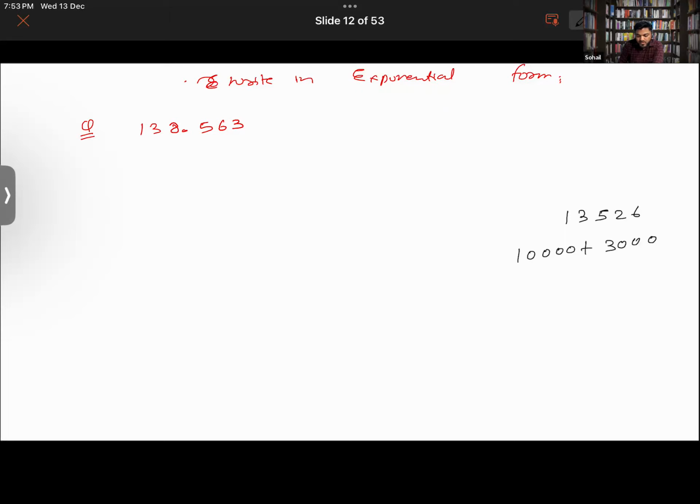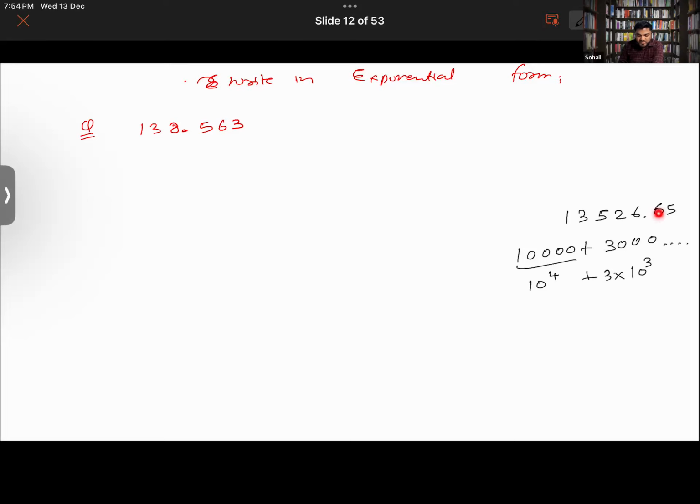Yeah, and so on. So this could be written as 10 to the power 4 now. Right? Or this could be written as 3 into 10 to the power 3. Right? Suppose there's a decimal like 0.5 or 0.65.